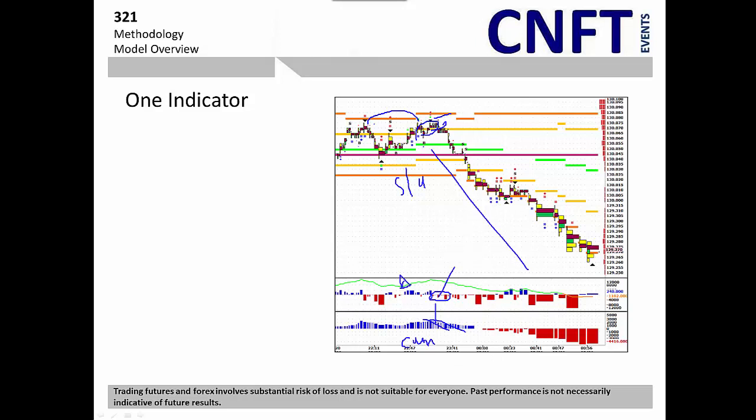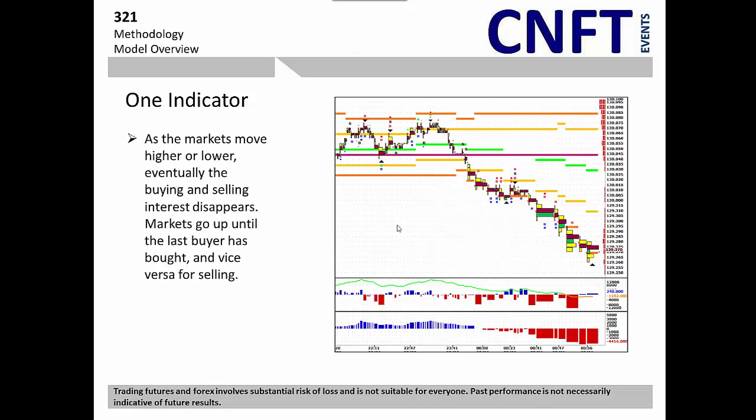You put those 3 together, it's a very, very powerful approach to trading the market. It's comprehensive. Everything that you need to know is on that one screen right in front of you. It's kind of like a heads-up display when you're flying. It's all right there for you to see. So, as we discovered right there, as the markets move higher or lower, eventually the buying or selling disappears. Markets go up until the last buyer is bought. You've heard that before. Markets go down until the last seller is sold. Now you know what that means.